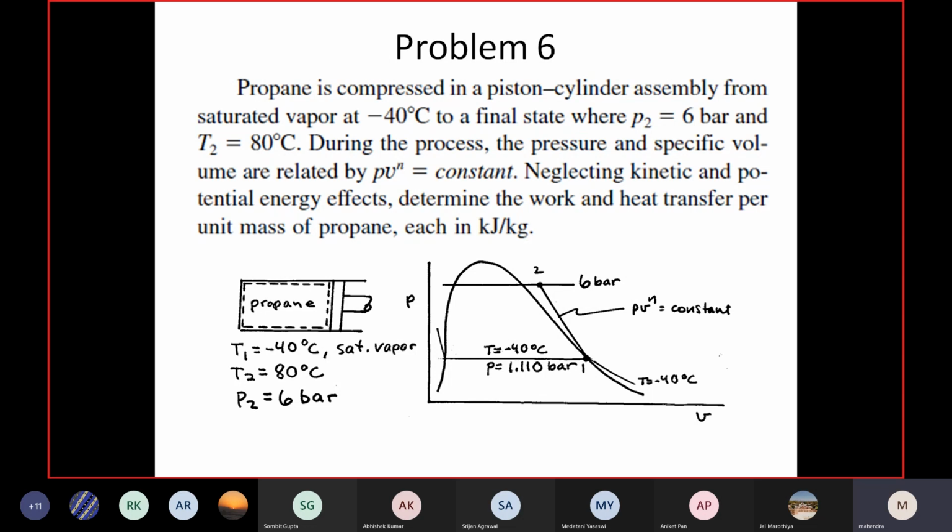Okay, this is actually like what we solved in our previous tutorial. This is simply from this point to this point, following PV^n equal to constant. However, the n value is not given; we are going to calculate the n value over here. Initially it was minus 40 degrees centigrade, and it is mentioned that this is saturated vapor at that point. Finally we are reaching 6 bar and 80 degrees centigrade.